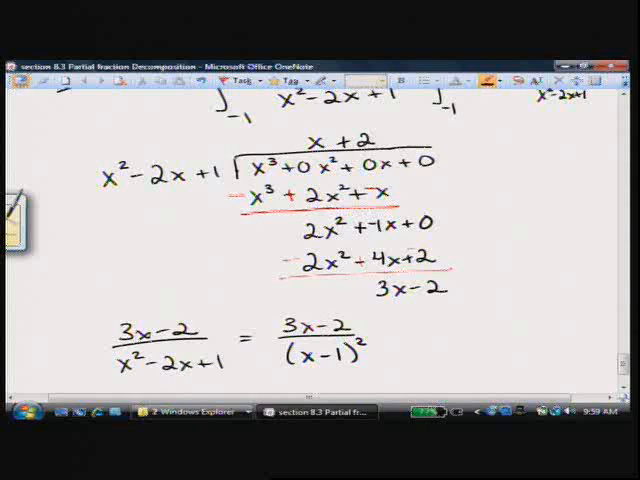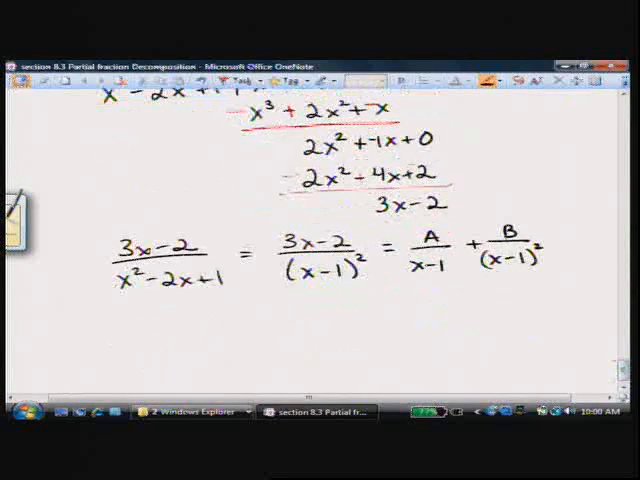Right? Okay, and so this is one where you have a repeated linear factor. And so what you do is you write this as A over x minus 1, but then you have to do B over x minus 1 squared. So if this were cubed, you'd have to have A over x minus 1, B over x minus 1 squared, and C over x minus 1 cubed, right? So whenever you have repeated linear factors, you have to keep going.